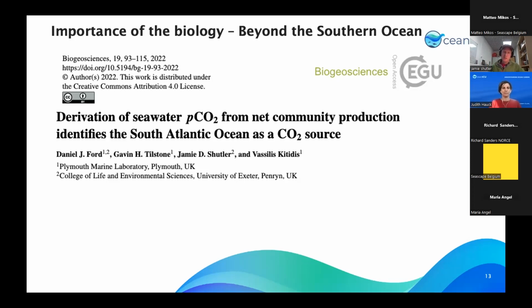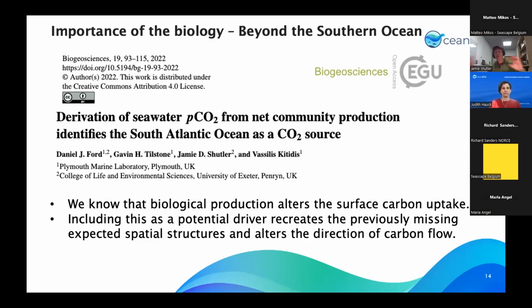But this particular study showed that if you include ways in which we know biology can alter the surface water concentrations of gas, if we actually include that information within our reconstructions, not only do we start to see the spatial structures we expect to see, which were previously missing from these maps of uptake from the ocean, but it also has the result of altering the direction of the net flux. So in this case, it turned the area from a small sink into a small source.